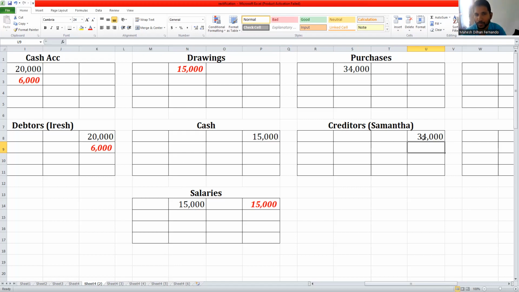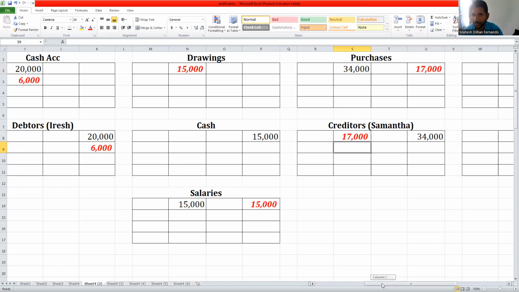Now think what we have to do to rectify this error. I have to remove 17,000. Half has to be removed. I have to remove 50%. That means creditors debit 17,000, purchases credit 17,000. You see, the red part is the rectification I have done.